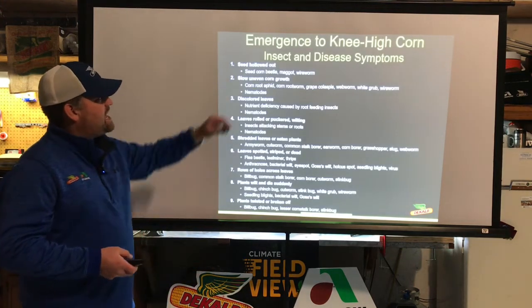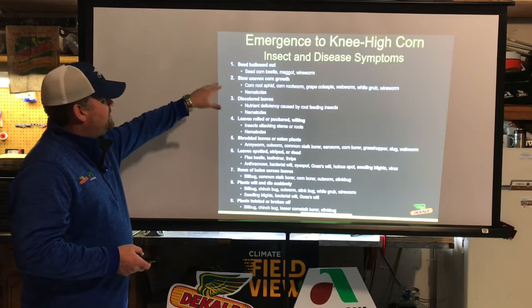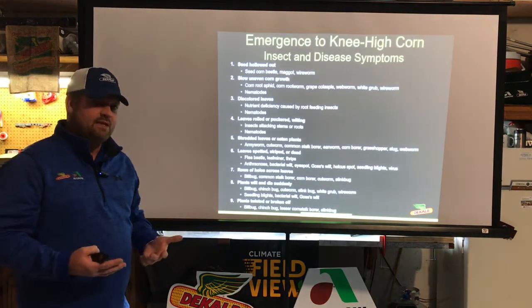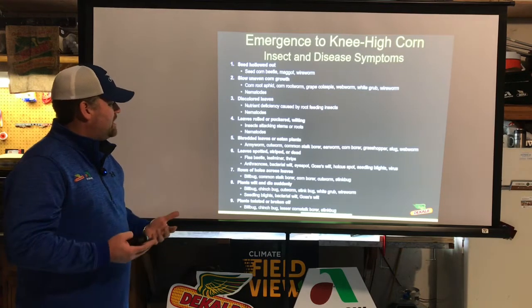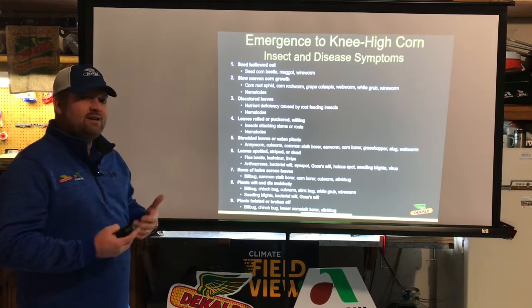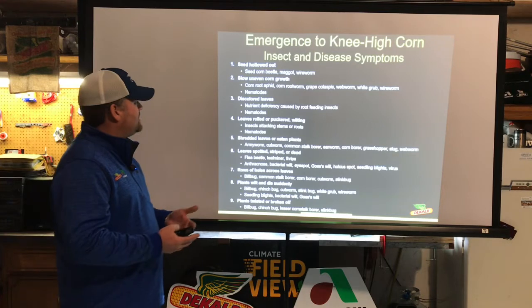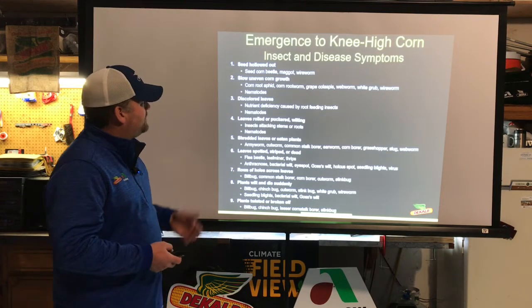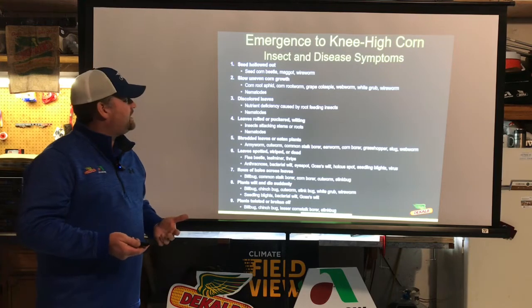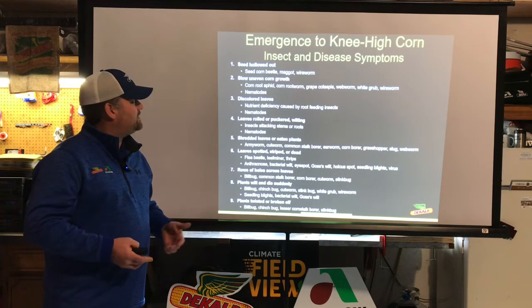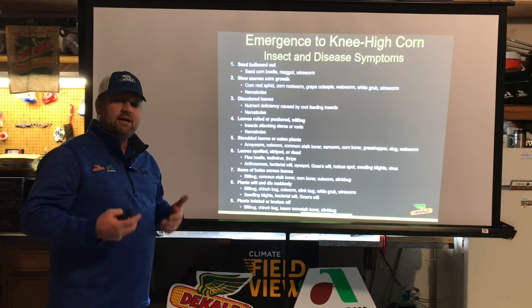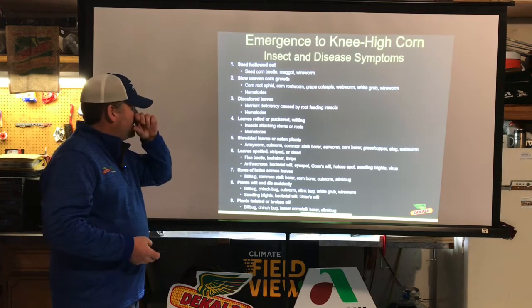So, emergence to knee-high corn, we just talked about insect and disease symptoms. These are all just examples of things you need to go through when you're going out there: symptomology and what could be the cause, right? Cause and effect. So just looking at a few of them, the seed's hollowed out. You're digging up a seedling, looking at it, what could be the culprit? Is it seed corn beetle, or seed corn maggot, did that eat the seedling? Is that an issue that was out in the field?